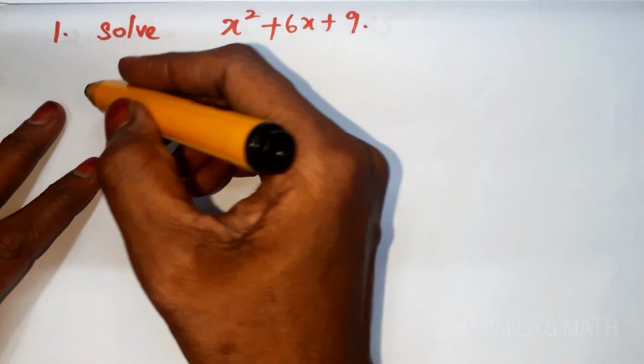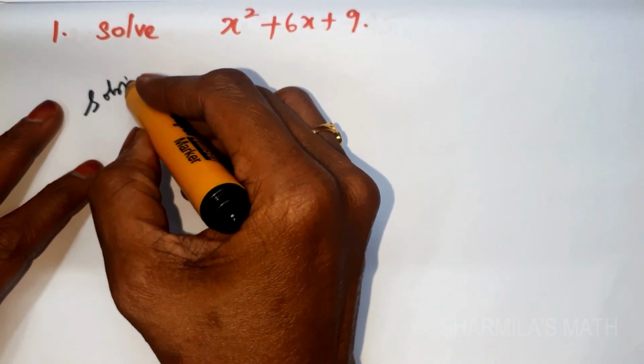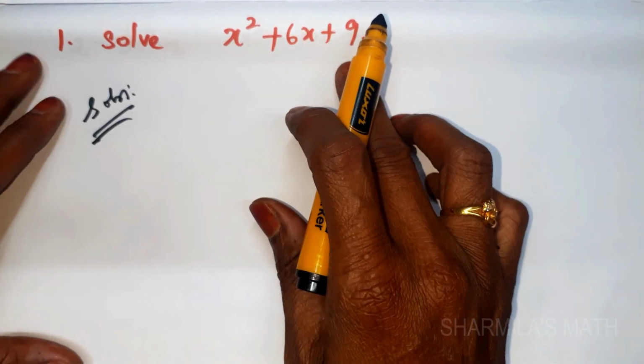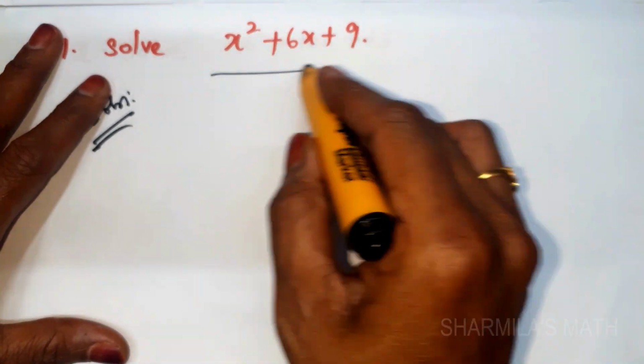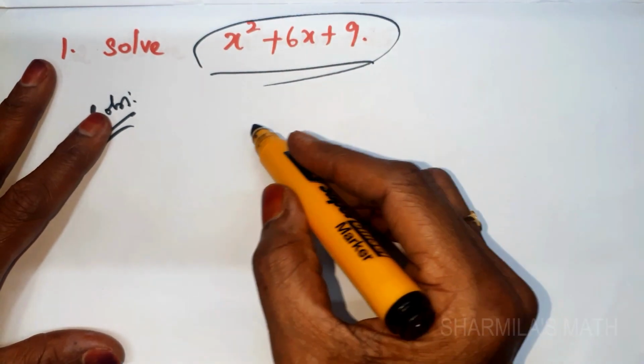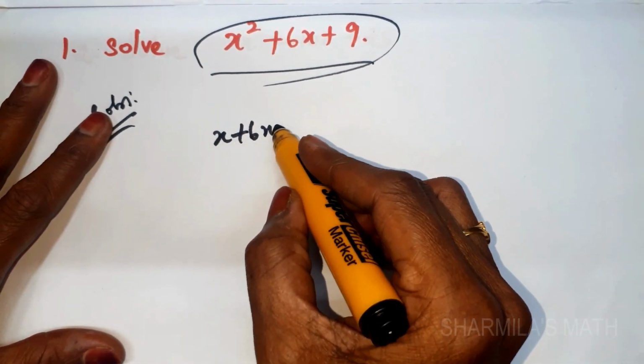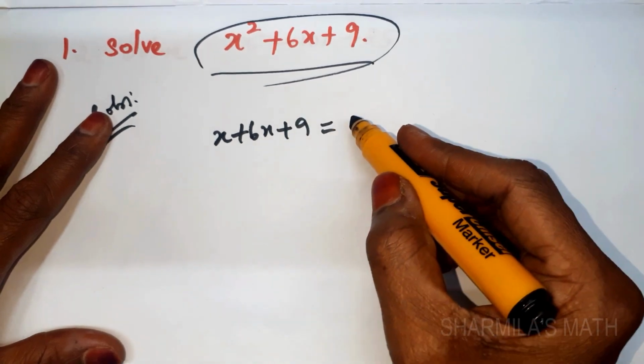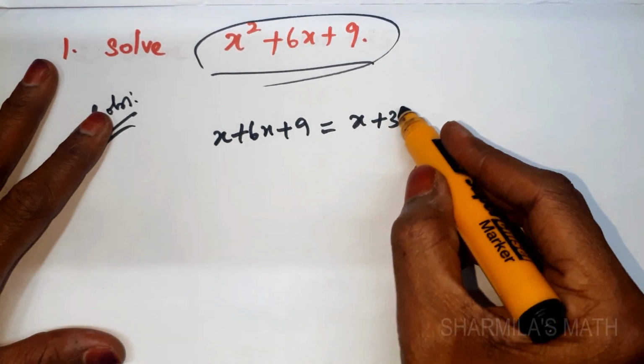This is the first example, x squared plus 6x plus 9. This can be done using the factorization method too, but now we are going to use the identities. This is actually x squared plus 6x plus 9, which is equal to (x plus 3) the whole square.